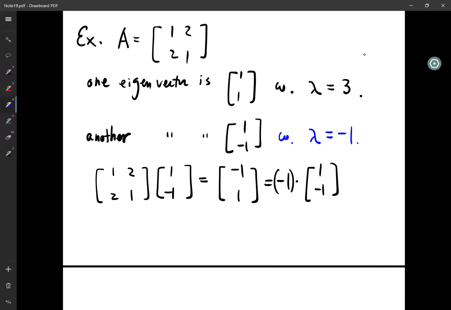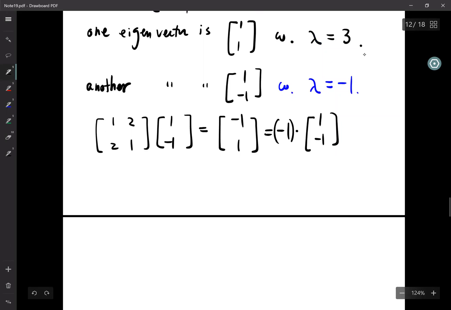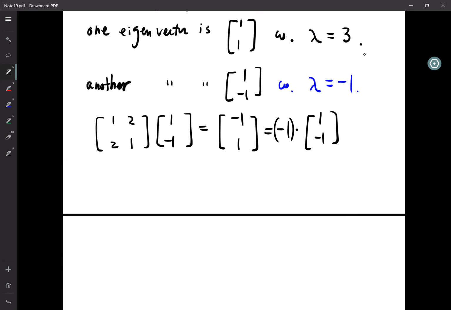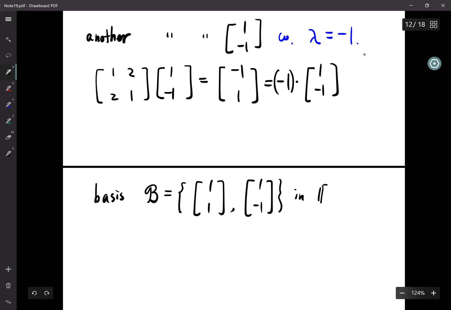Okay, so what's the significance of finding two, of course, linearly independent eigenvectors? It's that they actually span a basis in R2. Because we found (1, 1) and (1, -1), they are linearly independent. So it forms a basis B in R2: (1, 1), (1, -1) in R2.